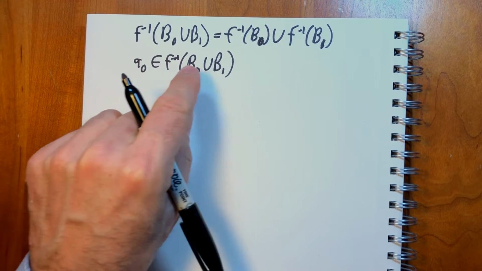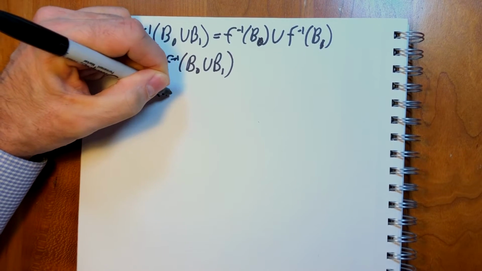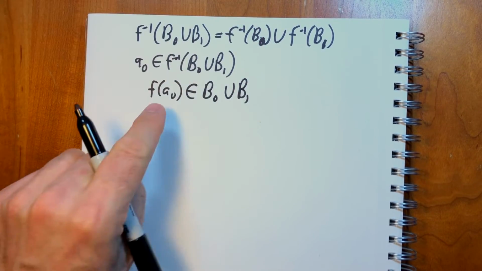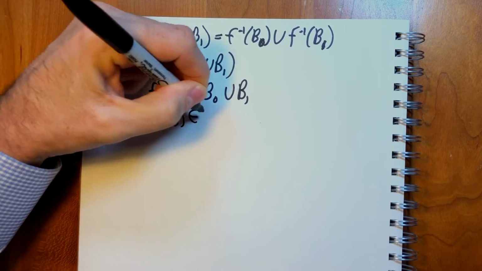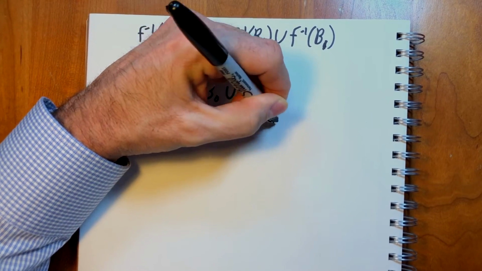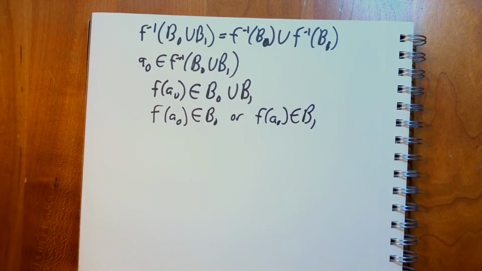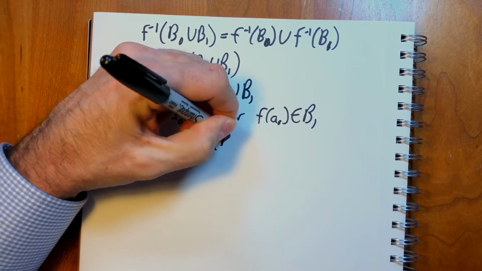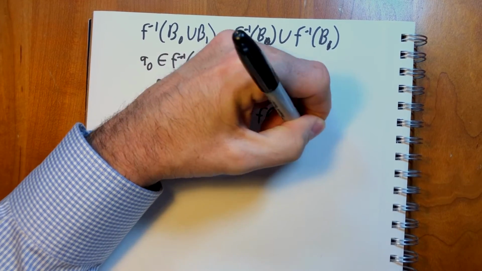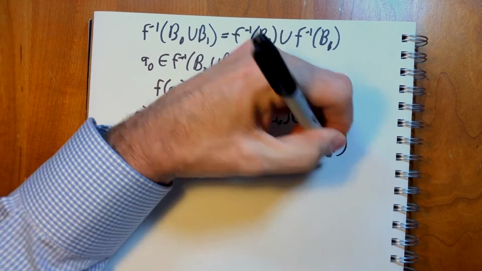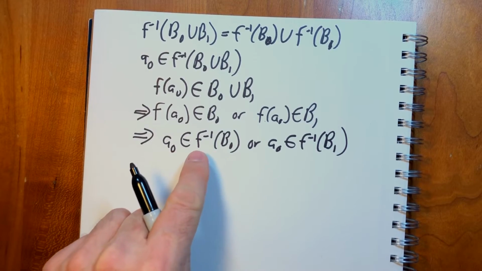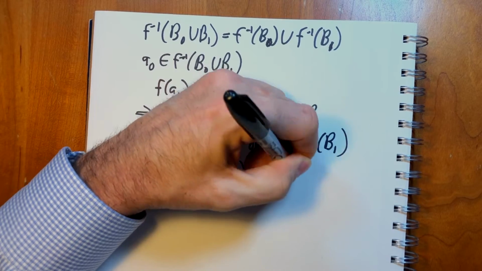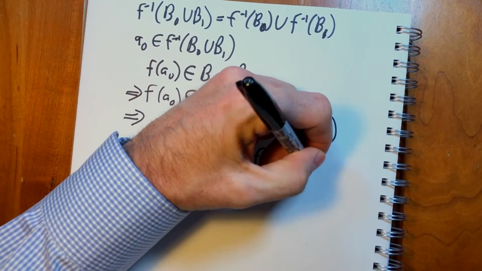So if A0 is an element of this, that means that f of A0 is an element of B0 union B1. That means that either f of A0 is an element of B0 or f of A0 is an element of B1. And that means that A0 is an element of the preimage of B0 or A0 is an element of the preimage of B1. That means that A0 is an element of the union. And that's what we had to prove. That's the first half.